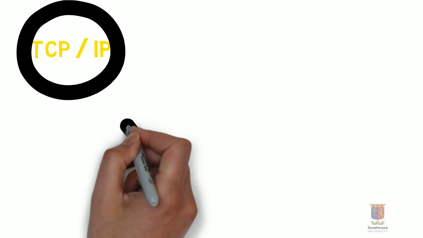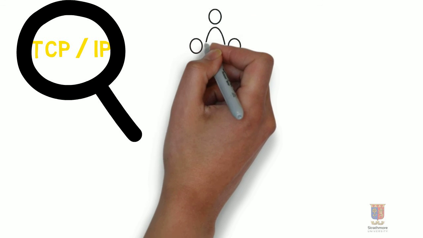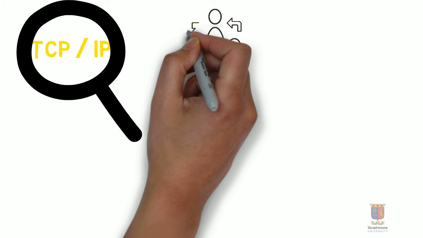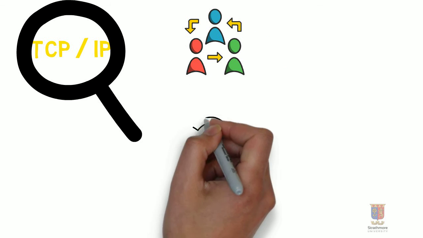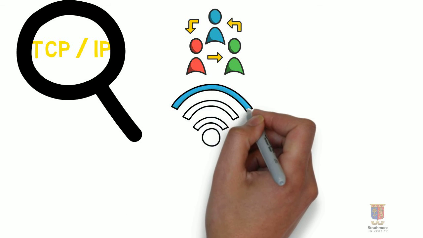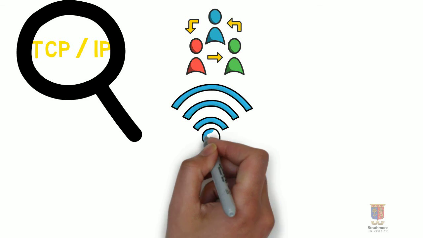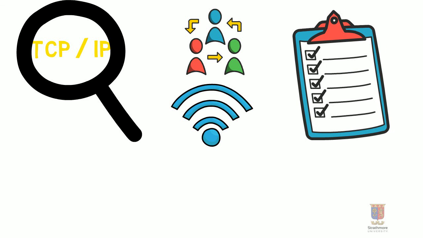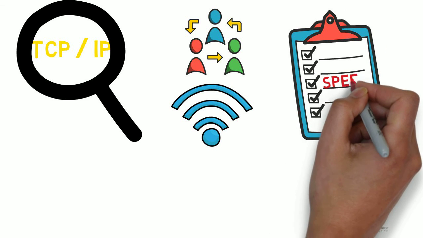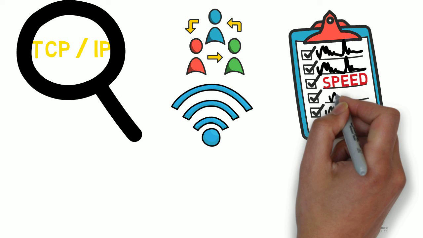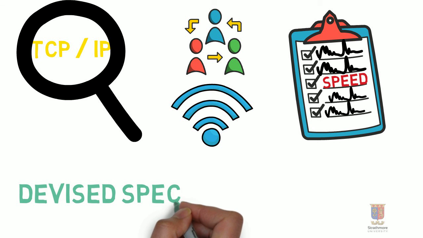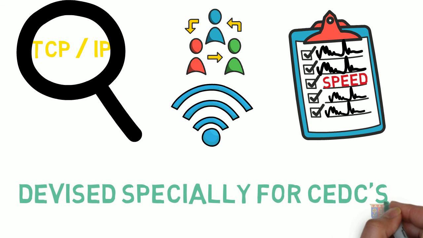Special focus will be placed on TCP/IP, the Transmission Control Protocol and Internet Protocol, which is a suite of communication protocols used to interconnect network devices on the Internet. Related performance issues, such as speed, and the new protocols that have been devised specially for the CEDCs will also be covered.